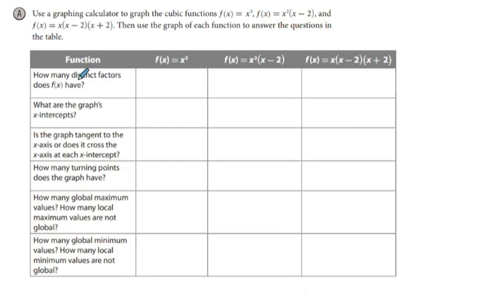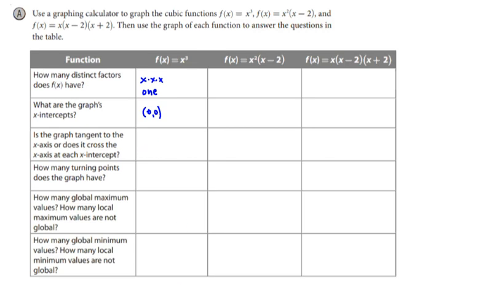How many distinct factors does f of x have? Well, only one, because what we have is x cubed, which is x times x times x. And so we only have one factor 3 times. So our answer to this one is 1. One of the graph's x-intercepts, so it's going to be at the origin. So we have (0, 0) is going to be our x-intercept. Is the graph tangent to the x-axis, or does it cross the x-axis at each x-intercept?